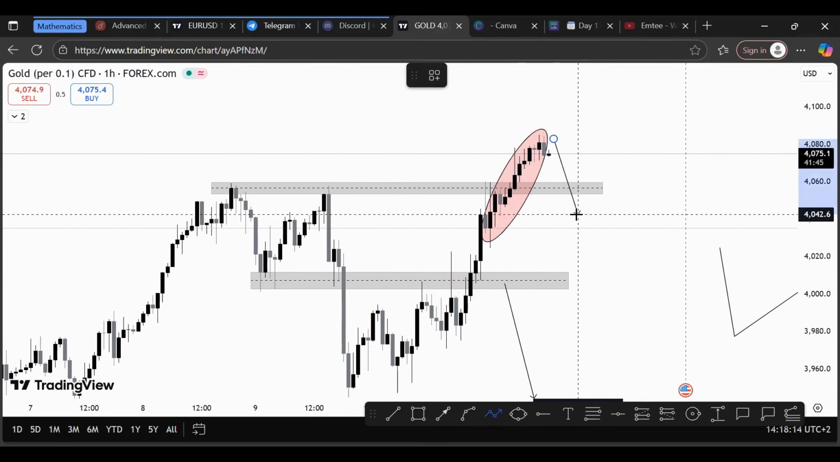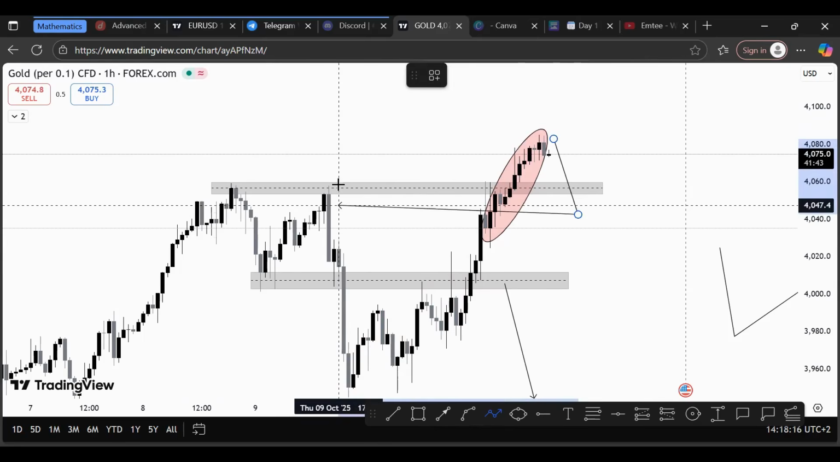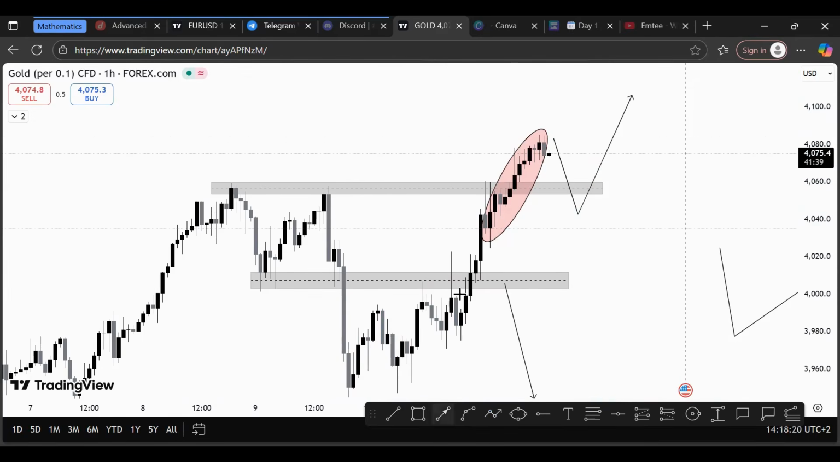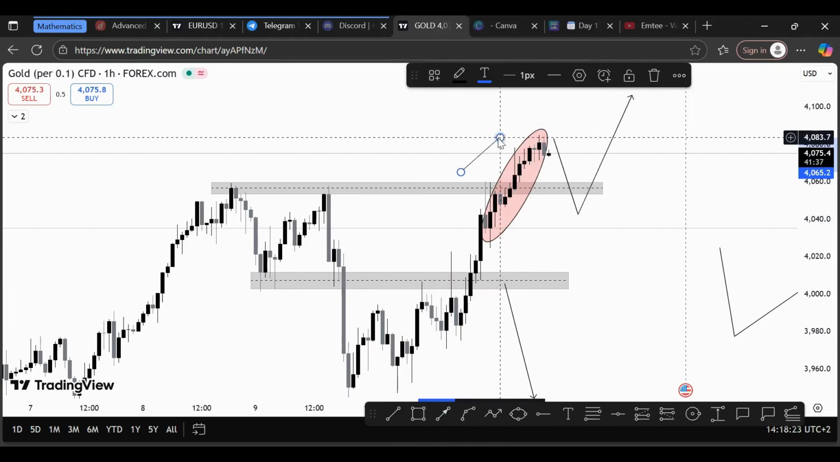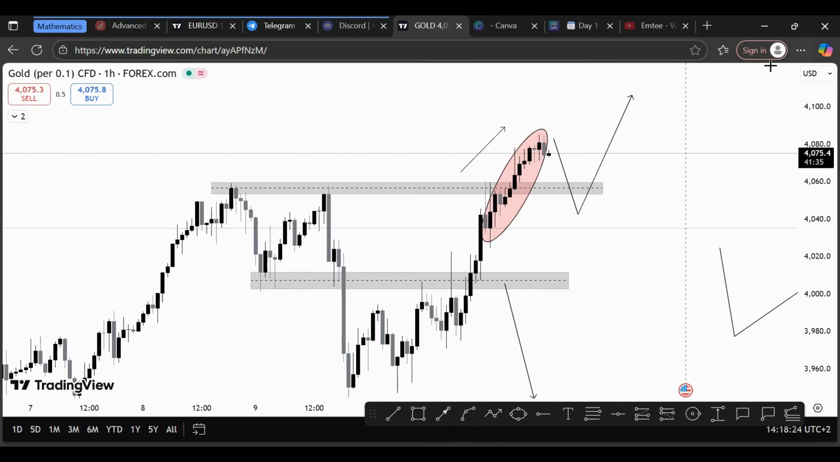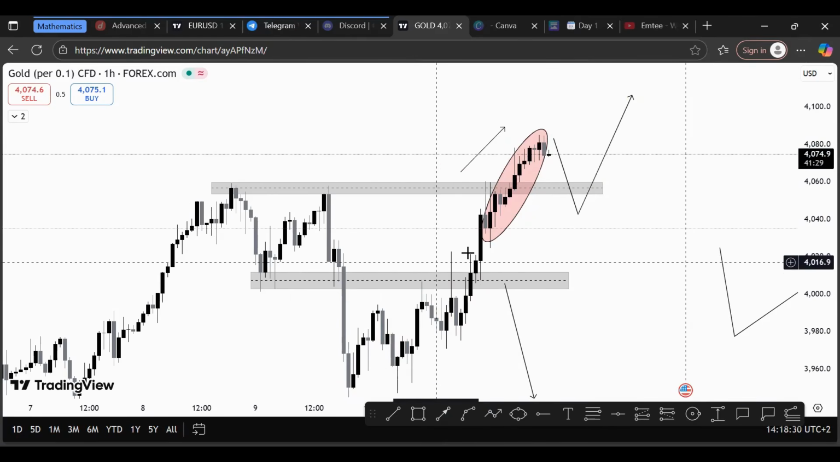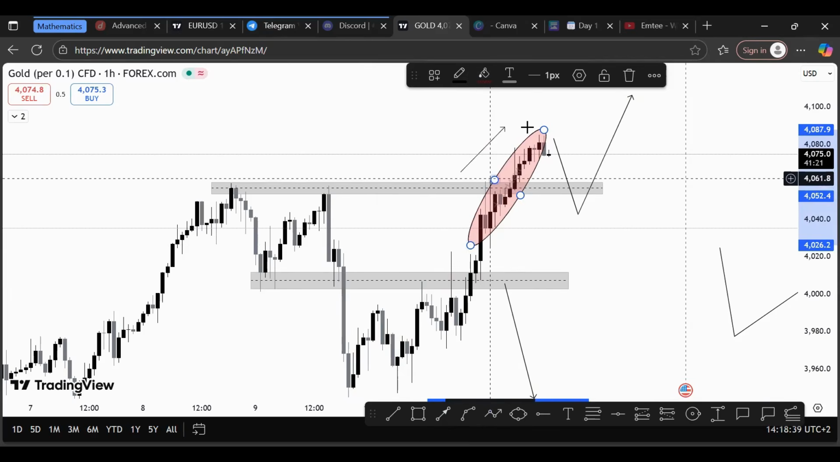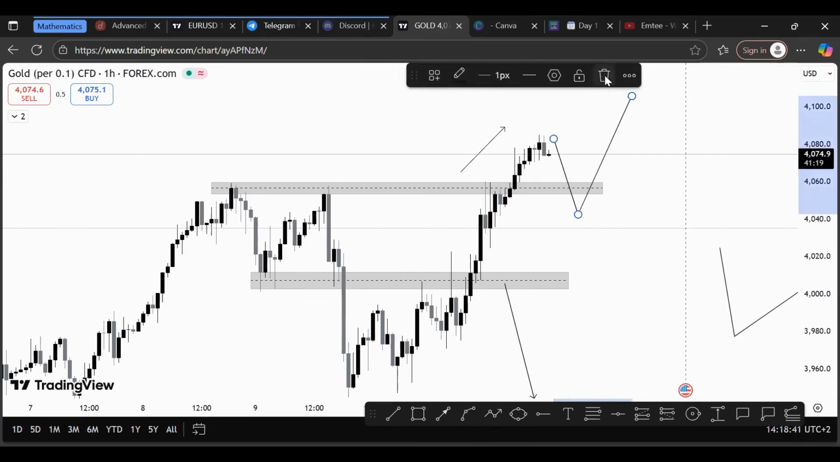Preferably, I would like it to correct back into the previous highs, and then we can start looking for opportunities to the upside, because everything above the highs where the indication came from will be bullish, right? So that's something that we can be looking forward to. But then when you break it down, when you go down to smaller time frames, let me just delete this. Let me just delete this.